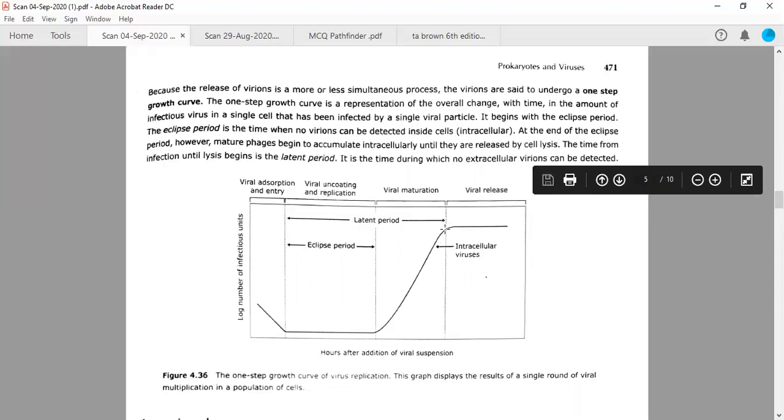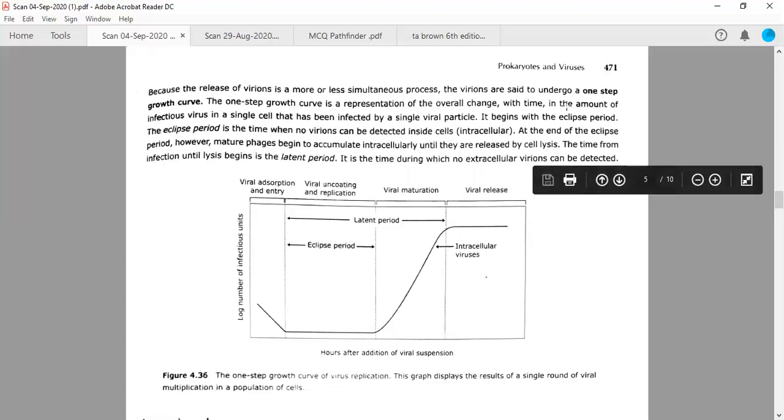And then finally, the number will reach some point. This is called the viral maturation phase, in which the number is increasing, and then the number will reach a point. It will not increase beyond this point, and then finally this particular number of viral particles will be released when the host cell bursts, or is lysed. This is called the burst size, which is the number of viral particles released out of a single bacterial cell, which may be 50 to several hundred viral particles per cell.